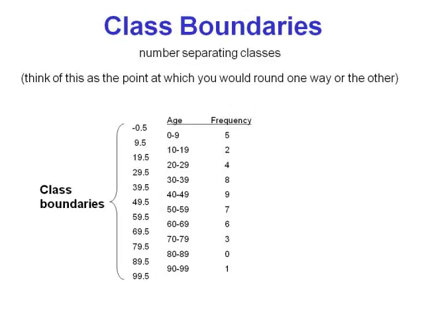The class boundaries don't actually appear in the frequency distribution, but they're the numbers that would separate each of the classes, so halfway between. So one class ends at 9 and the next begins at 10. That means the boundary between those two would be 9.5. So the boundaries are 9.5, 19.5, and so on. Although you do also have a boundary below the lowest one, so we have one at negative 0.5, and then also above the highest one, so the highest boundary would be at 99.5.